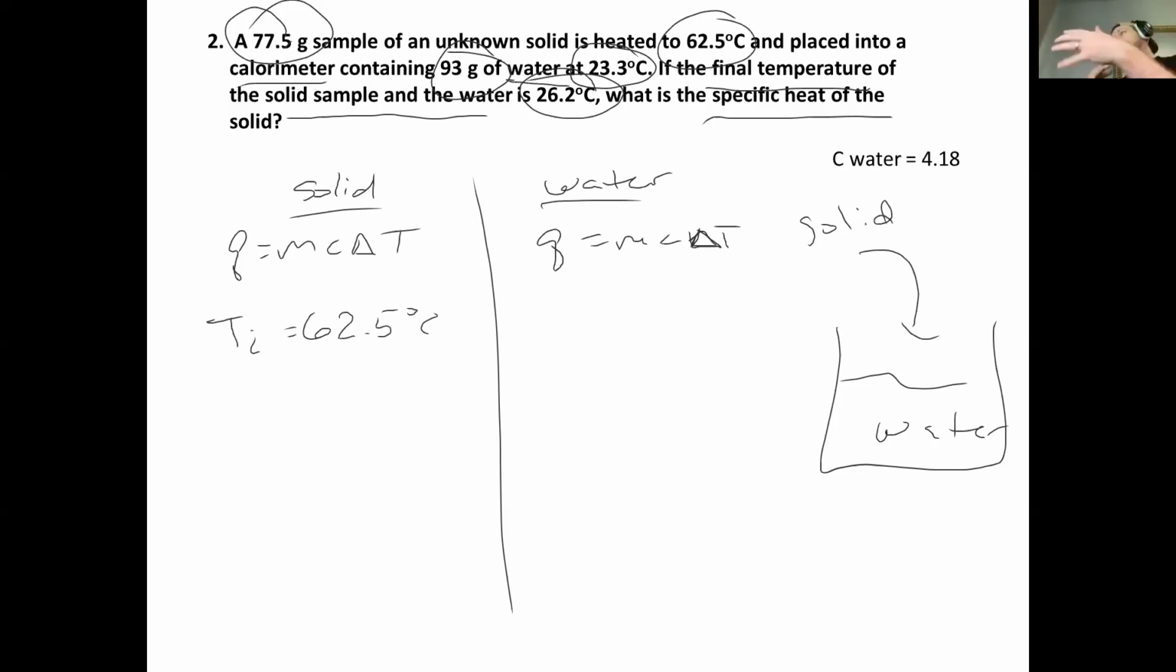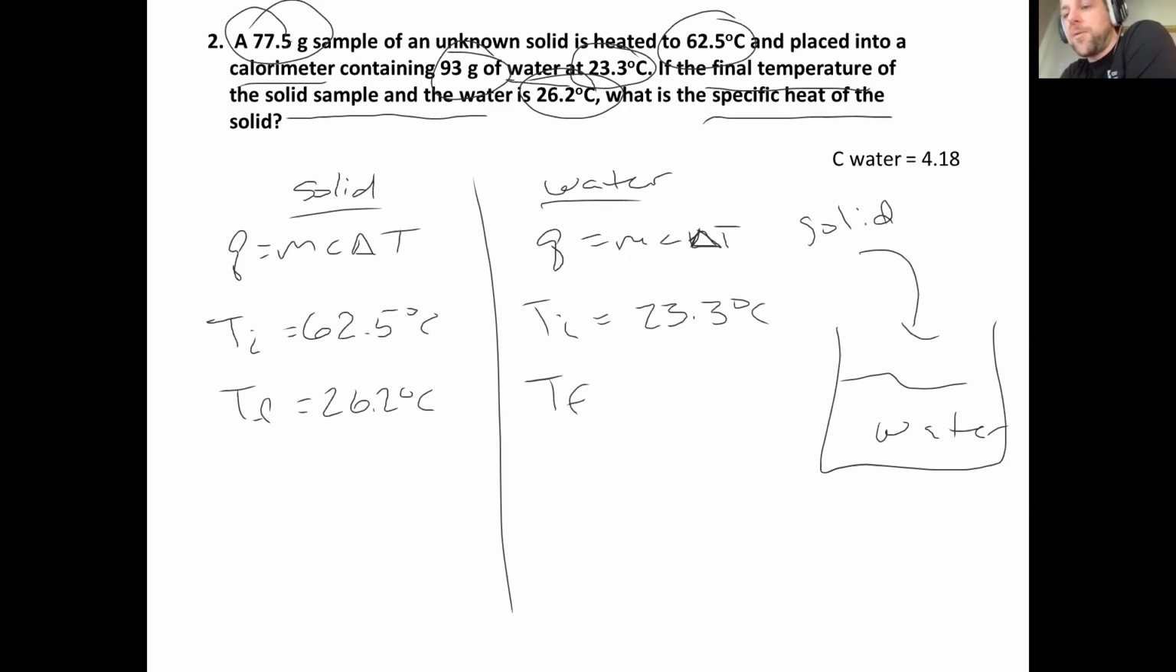So after they're mixed, there's this time in between where they're exchanging heat, and then eventually they both reach the same temperature. That's this thermal equilibrium situation. So I can say the final temperature should be the same for both of them. So the final temperature is going to be 26.2 degrees Celsius for the solid. And then for water, water started at a little bit lower temperature. The initial temperature for water is 23.3. And then the final temperature, again, they both reach the same final temperature. So you can say that 26.2 is the final temperature for both.